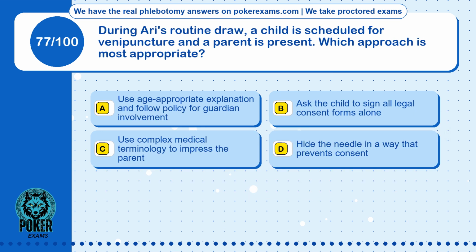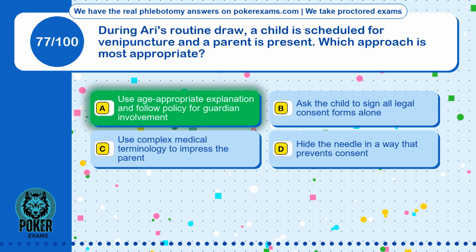Question 77. During Ari's routine draw, a child is scheduled for venipuncture and a parent is present. Which approach is most appropriate? Option A. Use age-appropriate explanation and follow policy for guardian involvement. Option B. Ask the child to sign all legal consent forms alone. Option C. Use complex medical terminology to impress the parent. Option D. Hide the needle in a way that prevents consent.